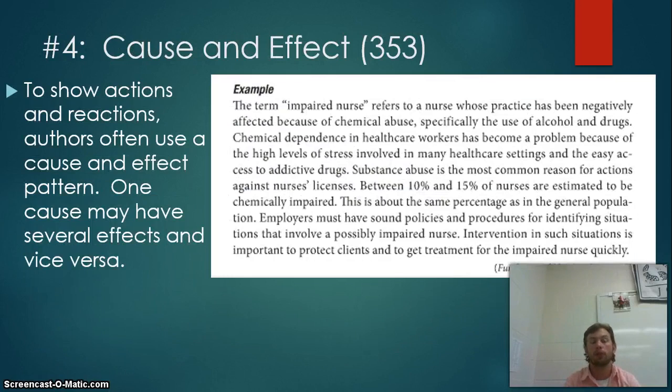Cause and effect, another really, really common way of organizing information. Sometimes this might show actions and reactions. In history texts, cause and effect is used really often. It might show several effects for one cause, or it might show several causes for one effect. But go ahead and read this and see if you can identify exactly what the cause and what the effect is in this example. So pause the video for a moment.